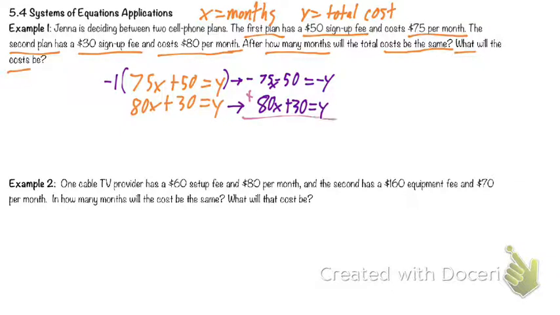So now we add these together, and what's -75x plus 80x? 5x. What about -50 plus 30? -20, very good. And -y plus y? 0. So now we have this equation, 5x minus 20 equals 0. Okay, well, Alice, at this point in this equation, what would you do?